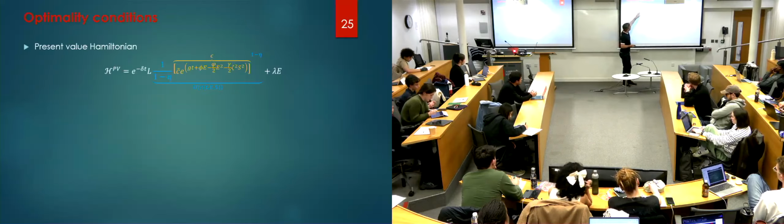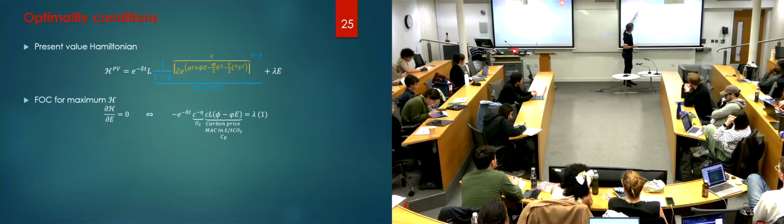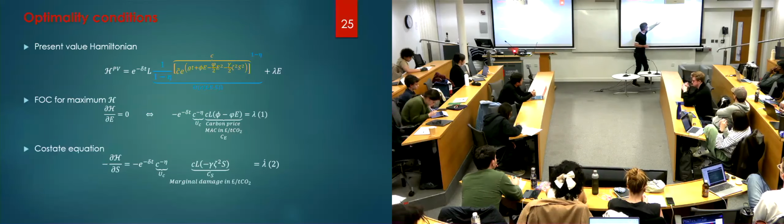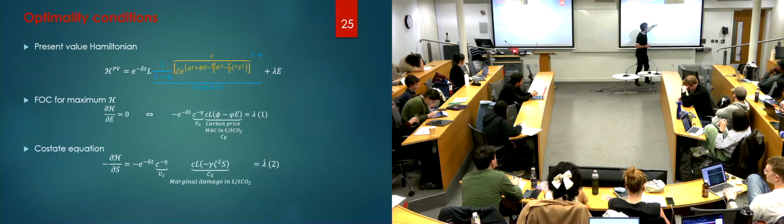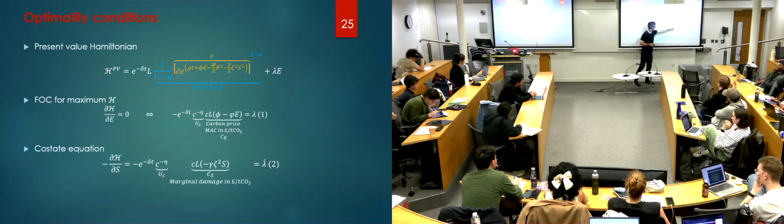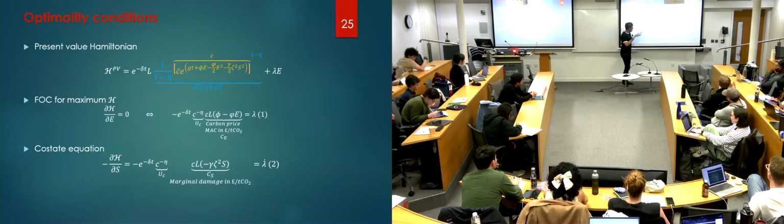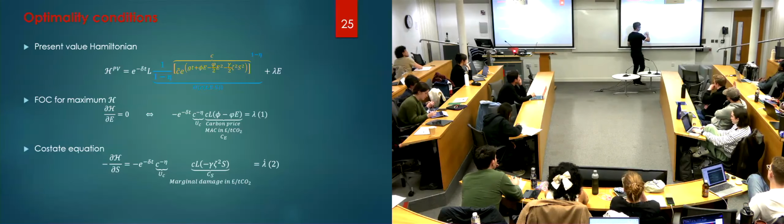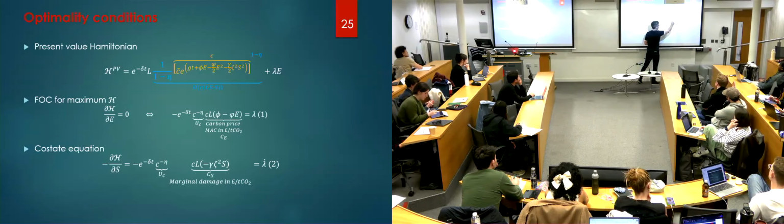So the Hamiltonian, nothing special. That is just the basic equation saying the marginal abatement cost in utils is the shadow price. Same logic for the dynamics. And the next step is we have the co-state equation giving us lambda dot. We have the first order condition giving us lambda.